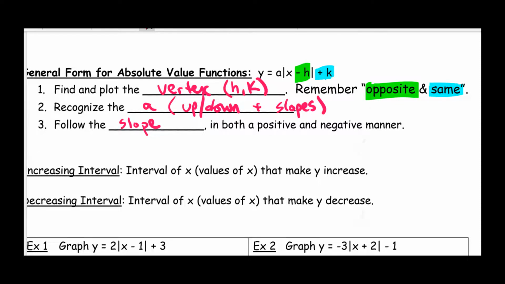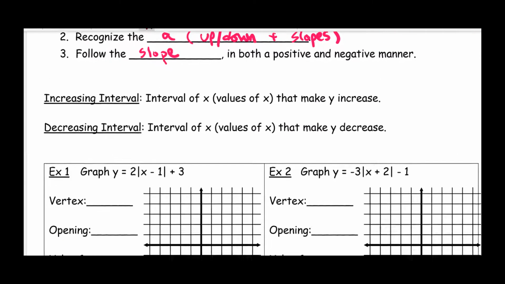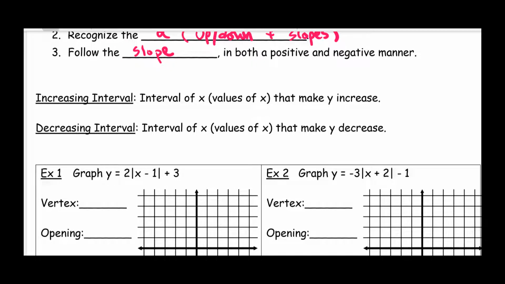Now, when we take a look at increasing and decreasing, these are some words that are going to be associated with slope. So an increasing interval is going to be like a positive slope, and a decreasing interval is going to be like a negative slope. So when you look at the general slant of a line, a negative slope will go down like that, whereas a positive slope would go up.